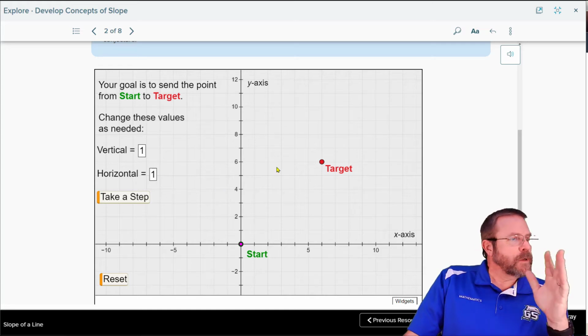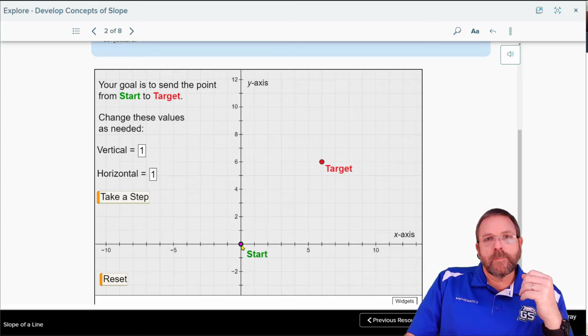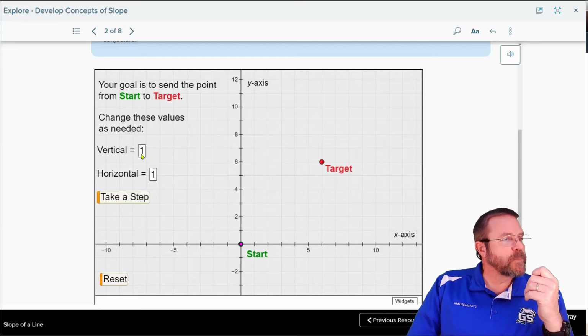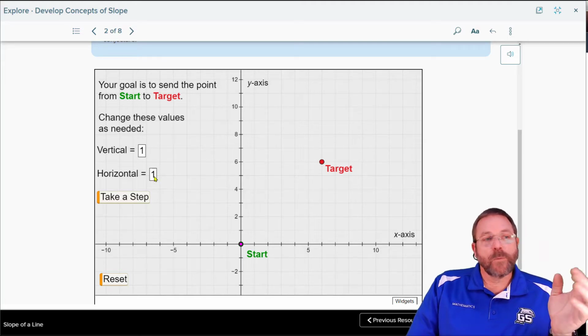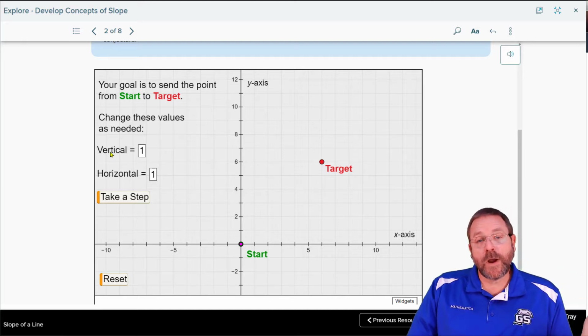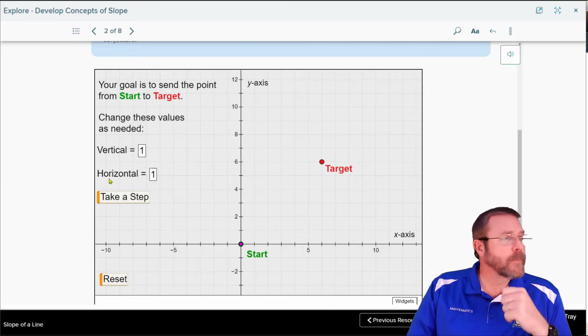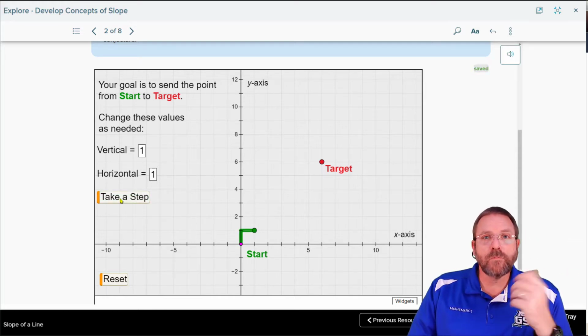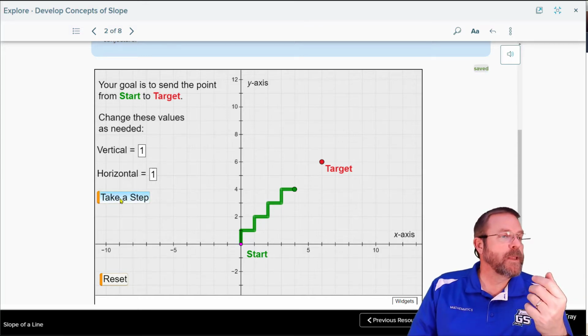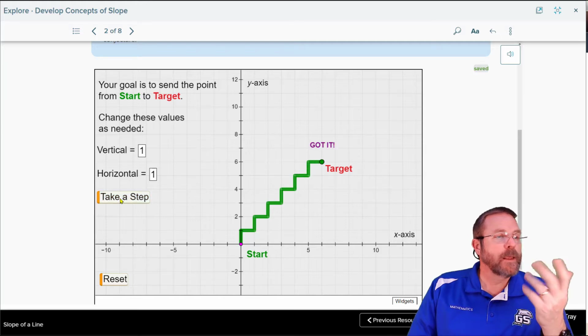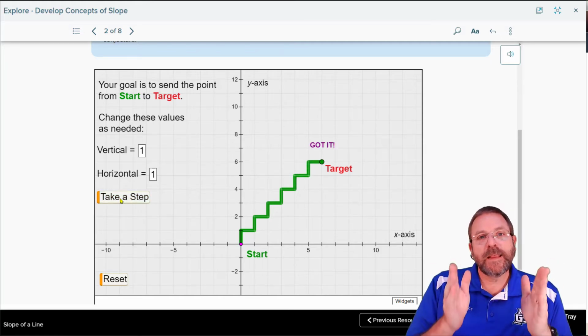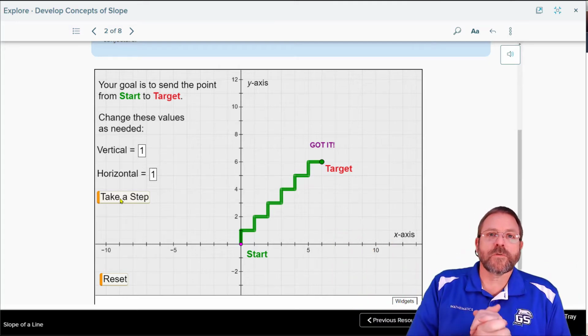To study that, we're going to take a look at this chart where we have the start point down here, we have the target point down here. And currently this one is set up with a vertical change of 1 and a horizontal change of 1. And we would also refer to vertical as rise and horizontal as run. But I'm getting ahead of myself. If I was to take a step, you can see it would go rise 1, run 1, rise 1, run 1, rise 1, run 1, and it would keep doing that pattern all the way until it hit the target. And it's the same exact slope all the way across to get to where it's going.